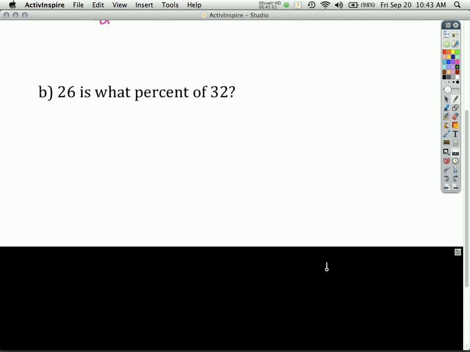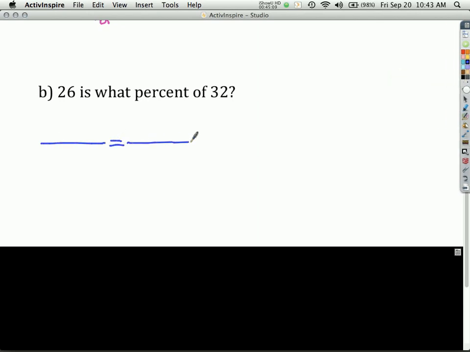26 is what percent of 32? Start out with the proportion method, which does work every time, and then we'll explore other methods. So I'm going to call on 3 people. You give me something, a piece of information, and tell me where to put it. My quiet students, stay on your toes, because I may just call on you just to keep you involved.